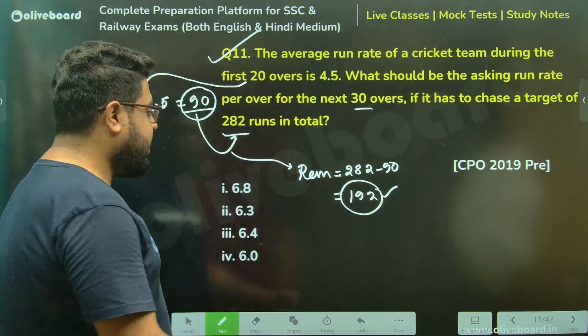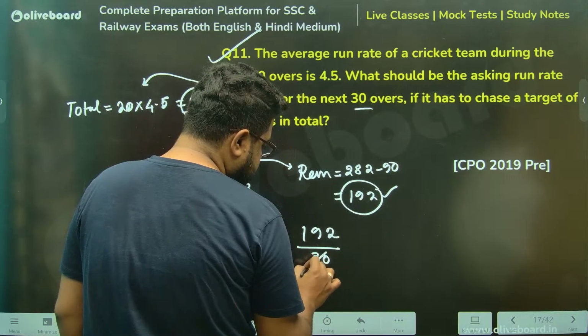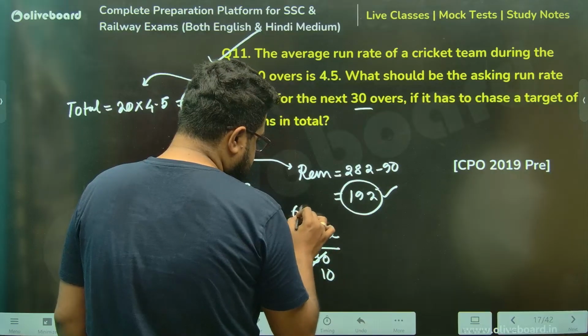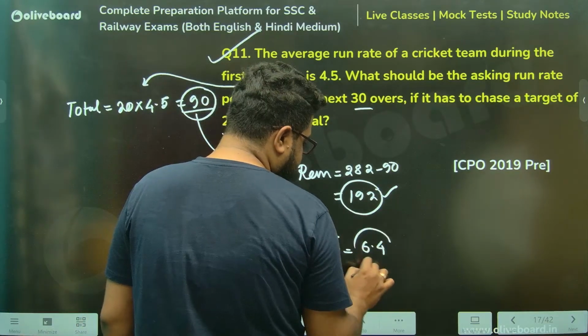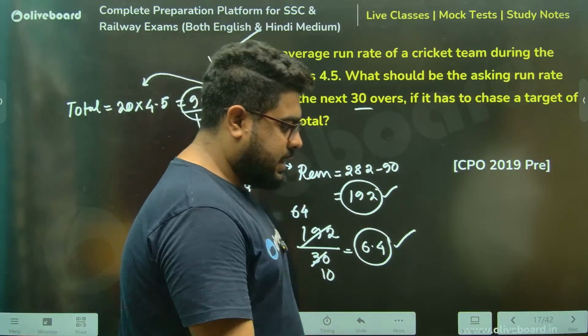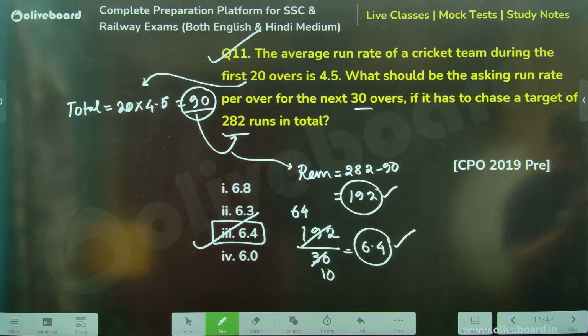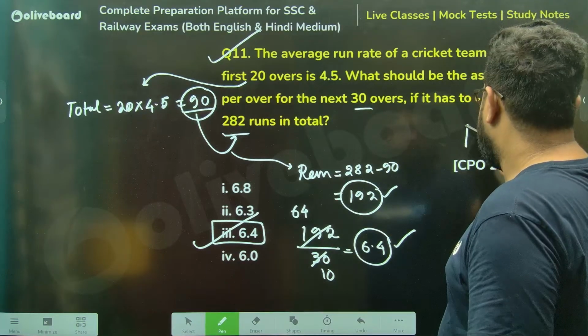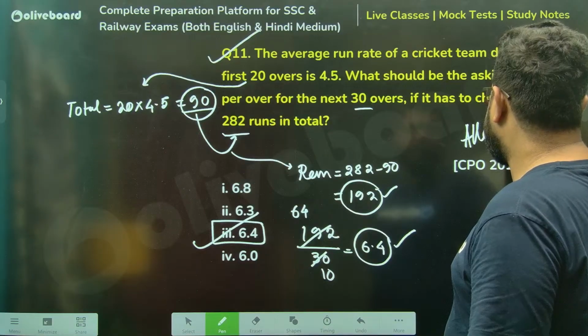So run rate required will be 192 divided by 30, sir. 3 6s are 18, so meaning, sir, the answer will be 6.4 runs per over. Option number 3, sir. That itself is your correct answer, sir. Very, very simple stuff once again. Now you can do this by allegation as well. If you know allegation, you can do that using allegation as well.